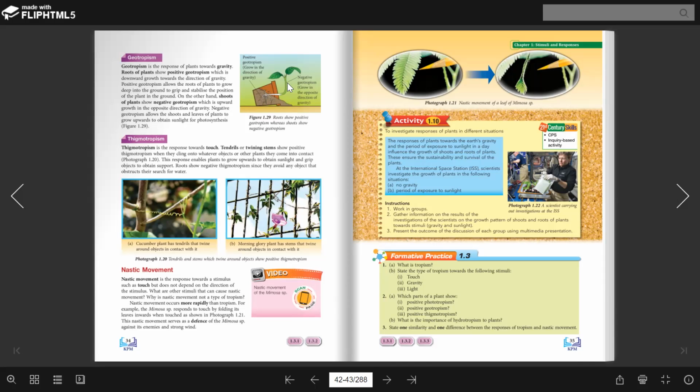If you notice here, the shoot shows negative geotropism, the root shows positive geotropism. If the shoot is negative, the root is positive. Why? Because positive means they grow in the direction of gravity. If negative, it grows in the opposite direction of gravity. Gravity must always be downward.